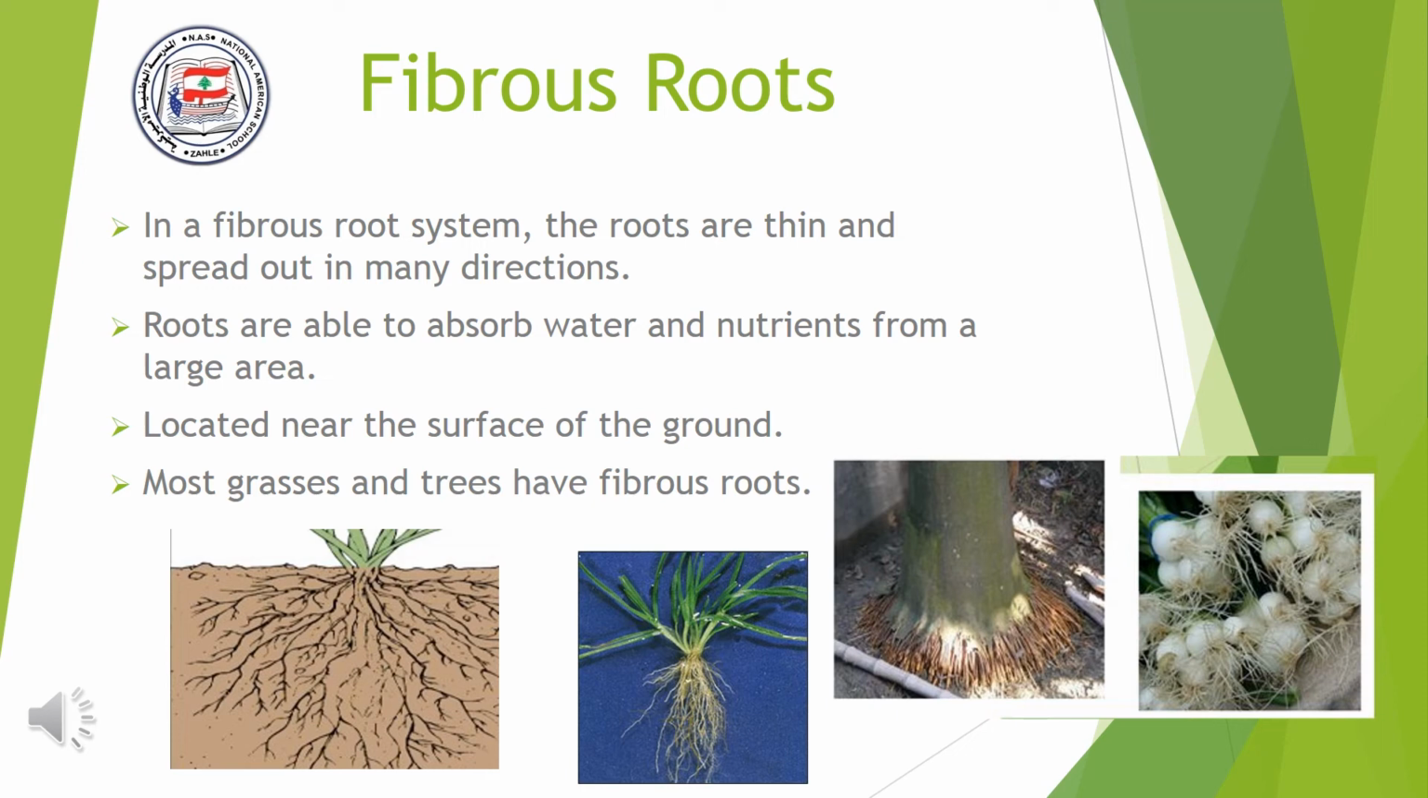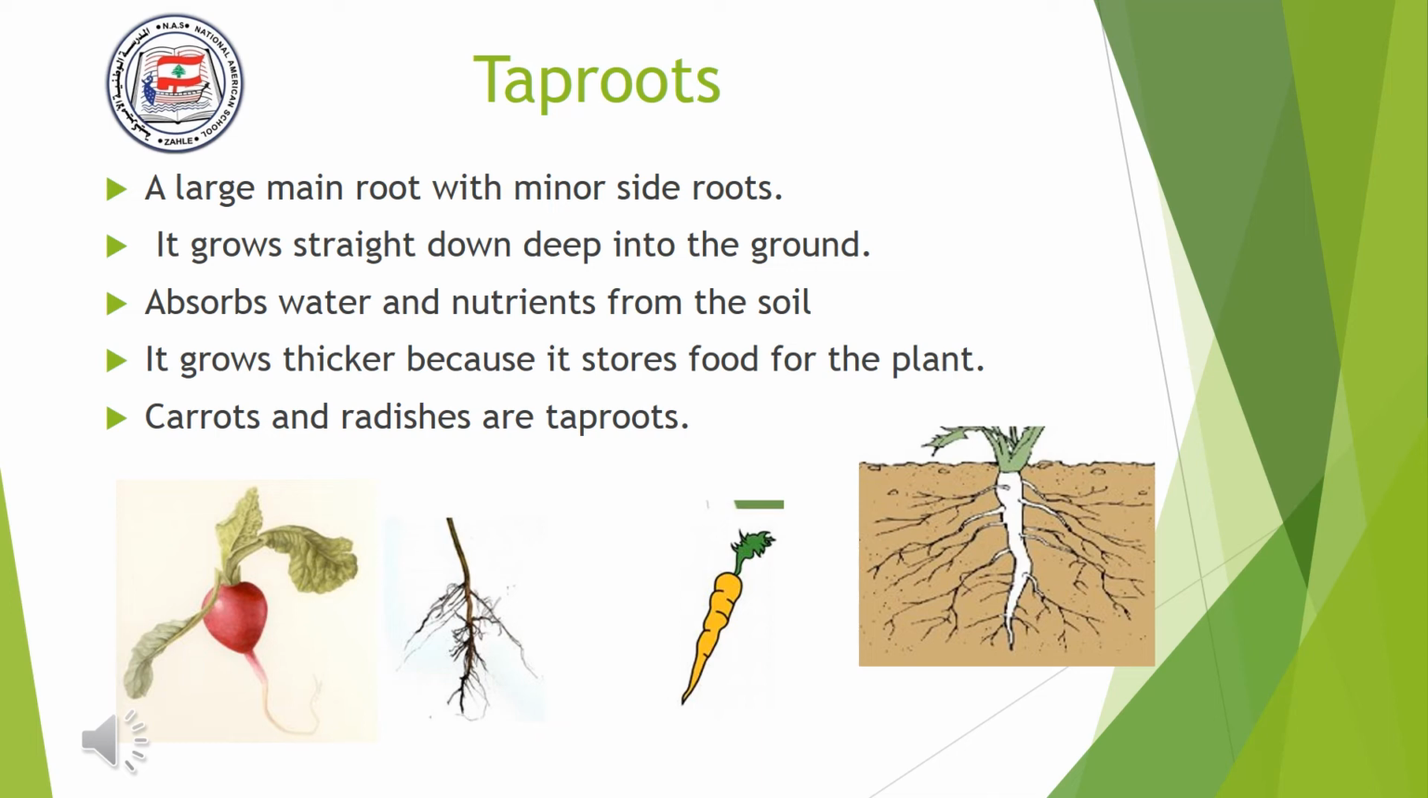So they have a large surface under the soil. They are located near the surface of the ground. Most grasses and trees have fibrous roots. Taproots. A large main root with minor side roots. So if you look at the images, I want you to focus on the image to the right.